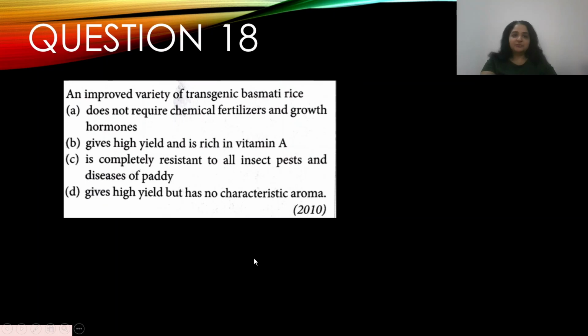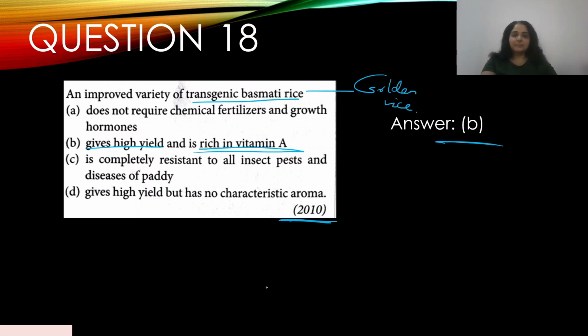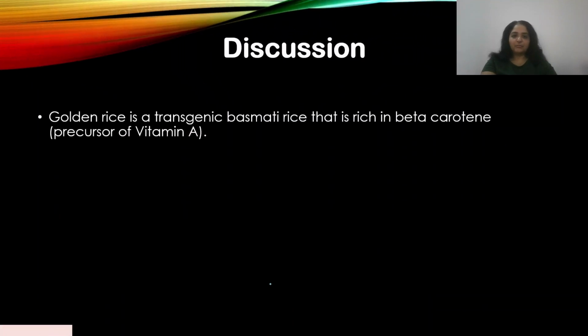Question number 18. An improved variety of transgenic basmati rice, this appeared in 2010. A. Does not require chemical fertilizer and growth hormones. B. Gives high yield and is rich in vitamin A. C. Is completely resistant to all insect pests and diseases of paddy. D. Gives high yield but has no characteristic aroma. Of course, it gives high yield and is rich in vitamin A. That's the improved variety of transgenic basmati rice, which we have studied as golden rice. So the answer is B. Okay, so it's rich in beta carotene.